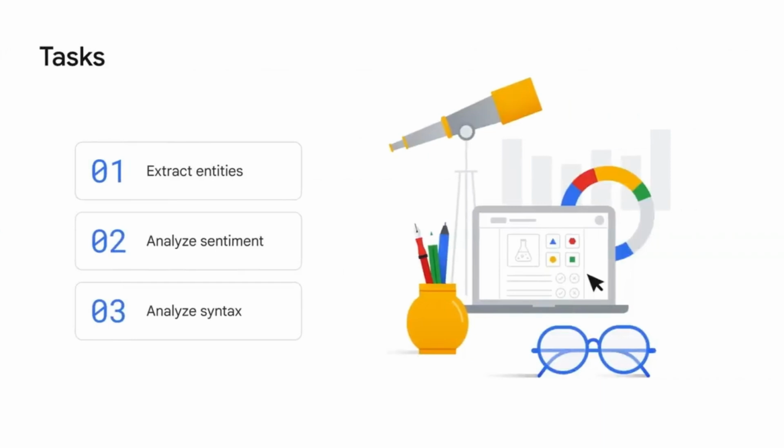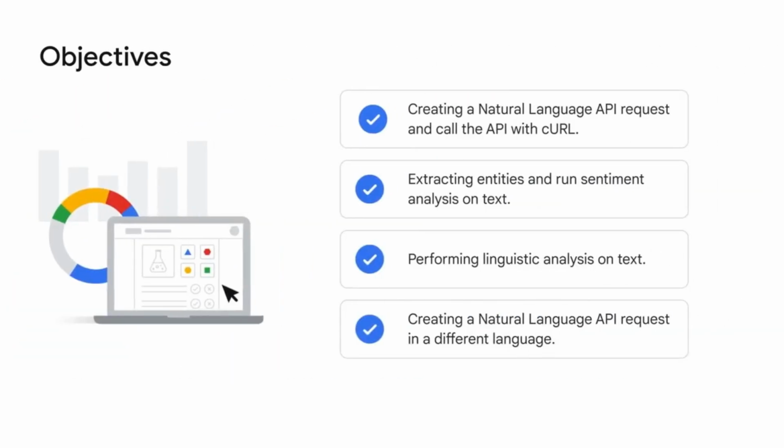Equipped with the technical details, in this lab you'll use the Natural Language API to extract entities, analyze sentiment, and analyze syntax. By completing the lab, you'll get practice creating a Natural Language API request and calling the API with curl, extracting entities and running sentiment analysis on text, performing linguistic analysis on text, and creating a Natural Language API request in a different language.